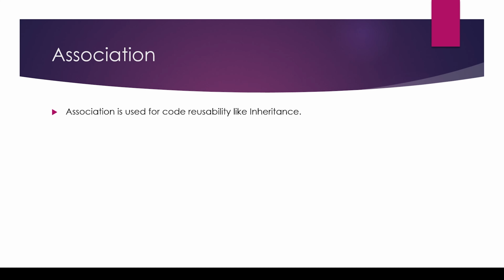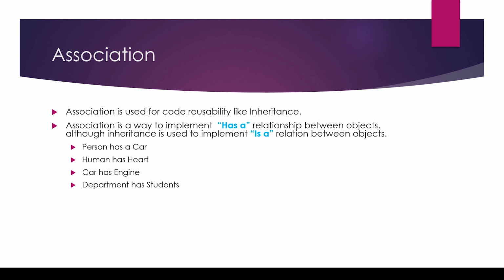Same like inheritance, association is also used for code reusability. But association is a way to implement a has-a relationship between the objects, although inheritance is used to implement an is-a relation between the objects. So for example, person has a car, human has a heart, car has an engine, department has student. So all these objects have a has-a relationship between them.